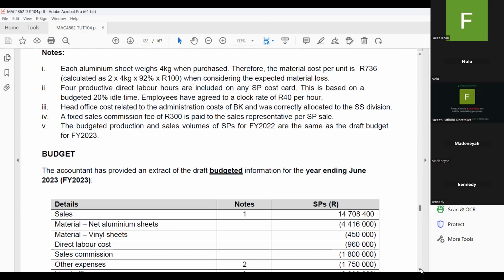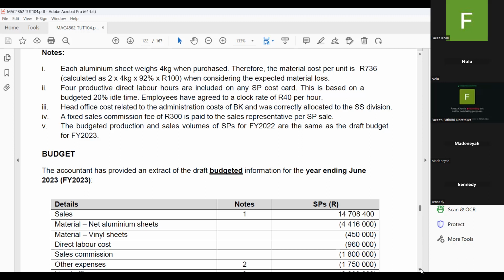So remember, there's always the 3 things you need to be aware of. Number 1, have a look whether you're busy with actual or budgeted information. Number 2, look at the period, right? Are you busy with a month, a quarter, a year? And then number 3, whether you're dealing with an amount per unit, or is it the total amount? Okay, that's the 3 things you need to always be on the lookout for.